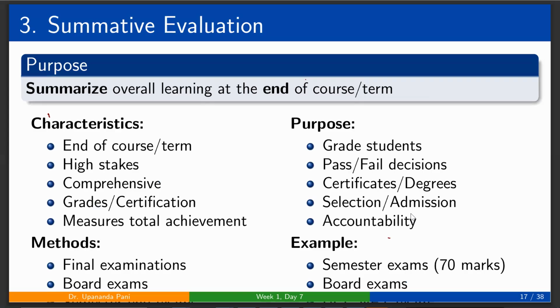Next is summative evaluation. Summative comes from the word summarize, meaning overall learning at the end of the course or term, which is basically what happens in our case. Characteristics: it happens at the end of the course, high stakes, comprehensive, grades or certifications, measures total achievement. Methods are final examination, board exams. Purpose is to grade students. Example, semester exam, which I already told you.